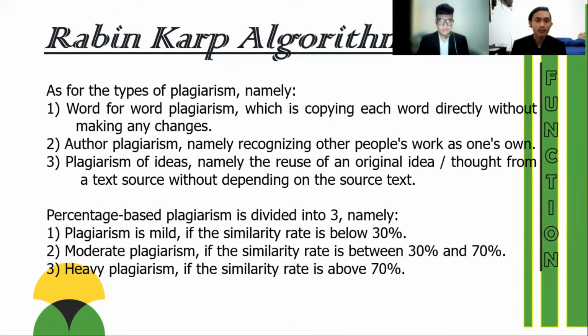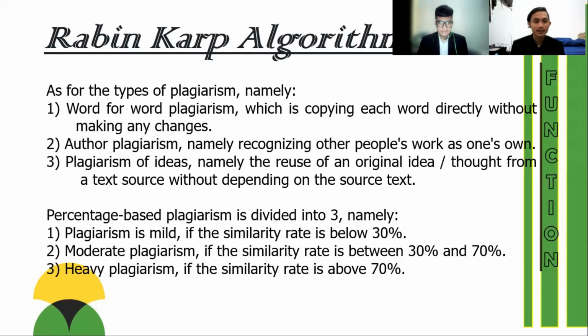As for the types of plagiarism, first is word-for-word plagiarism, which is copying another's words directly without making any change. Second, author plagiarism, namely recognizing other people's work as one's own. Third, plagiarism of ideas, namely the reuse of an original idea or text source without depending on the source.